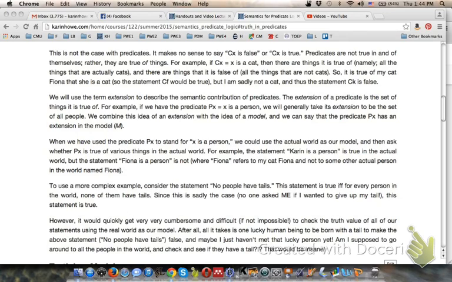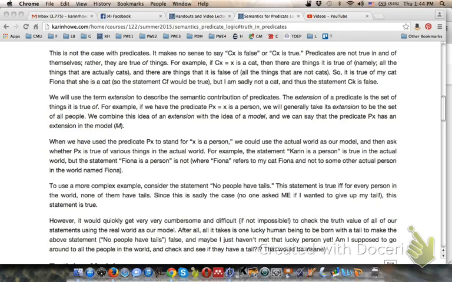However, it would very quickly get cumbersome and difficult, if not impossible, to check the truth value of all of our statements using the real world as our model. After all, it takes just one lucky human being to be born with a tail to make the above statement, no people have tails, false. And maybe I just haven't met that lucky person yet.